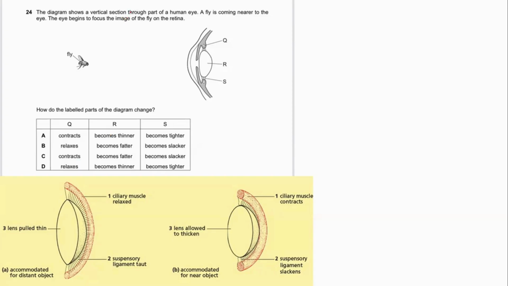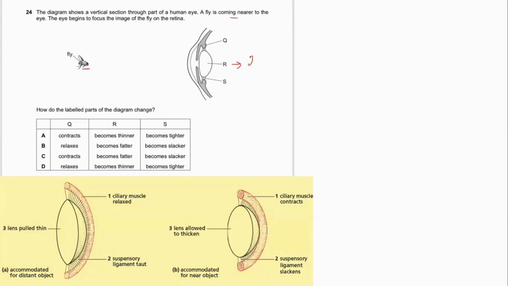So the first question is, the diagram shows a vertical section through the part of the human eye. A fly is coming near to the eye and the eye begins to focus the image on the fly on the retina. Okay, so before that, you should know the parts of the eye. So this is a fly and let us just label the parts.